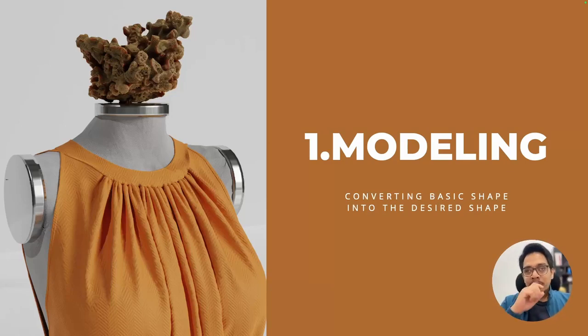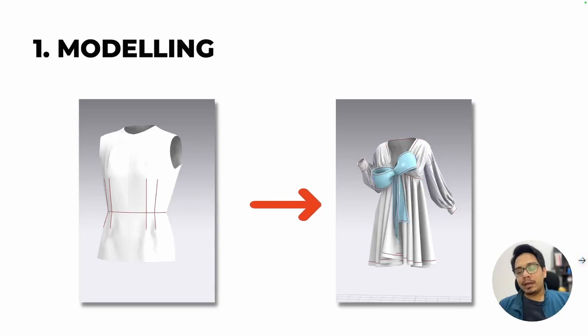Okay, so let's start. Modeling is about converting your basic shape into your desired shape. So that's what modeling is all about, right? And every 3D artist does modeling. For example, if you want to convert a cylinder into a bottle, that process is called modeling. But for us, as fashion designers, our process is to take a basic shape, which can be a torso, and convert that basic shape into a dress. So that's the desired shape, right? And we do that by understanding the pattern making concept. So how do you convert the shape into a desired shape? By understanding pattern making. So these two things are linked together.